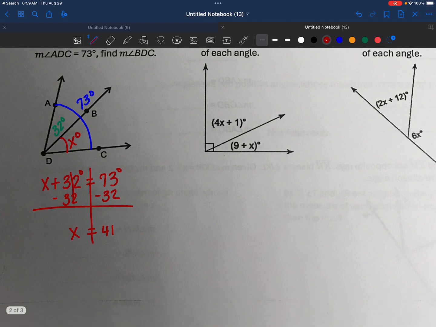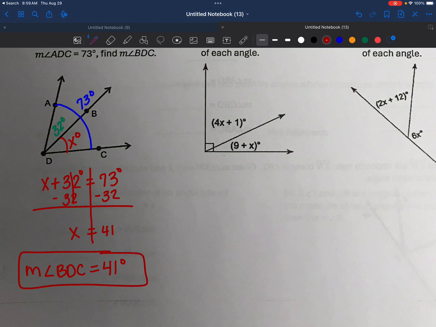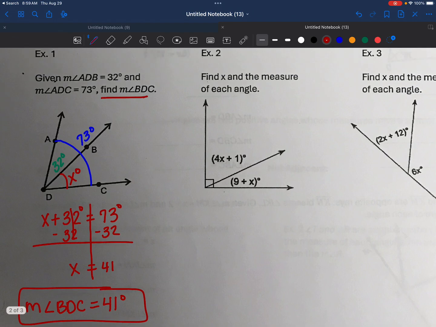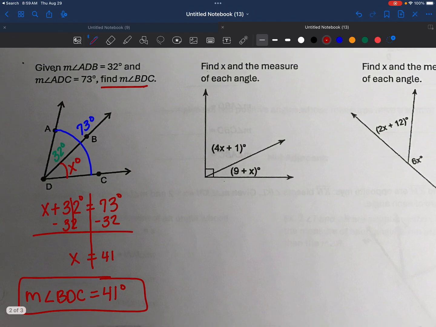Now, how should I write that out? We talked about this yesterday, the measure of that angle. The measure of angle BDC equals 41 degrees. Okay, I know a lot of us are in the habit of just solving, and if X is what we want, we just stop and put that there. But you have to write that out each time, okay? Because it asks you specifically to find the measure of BDC.